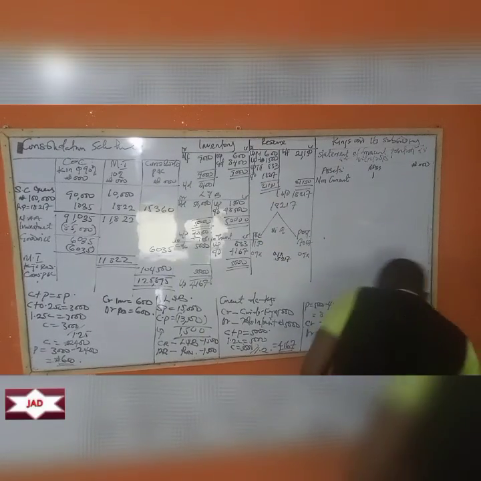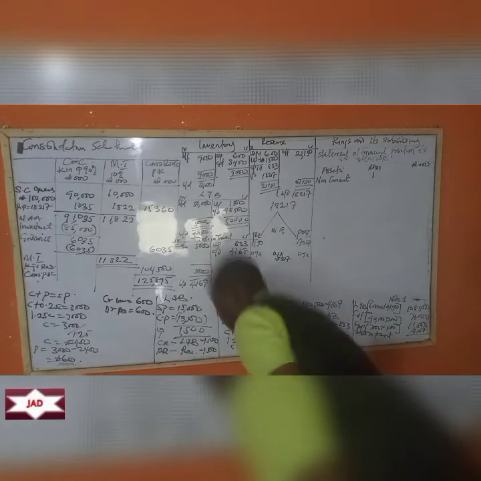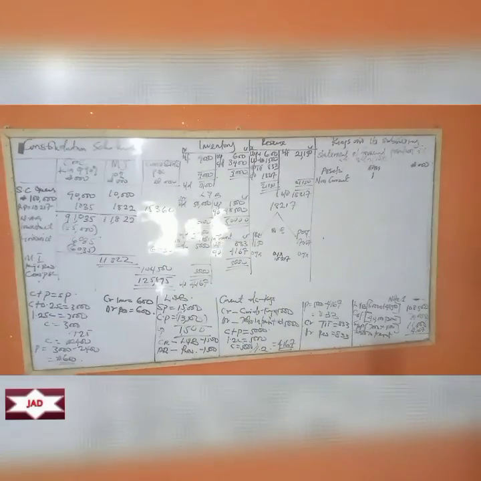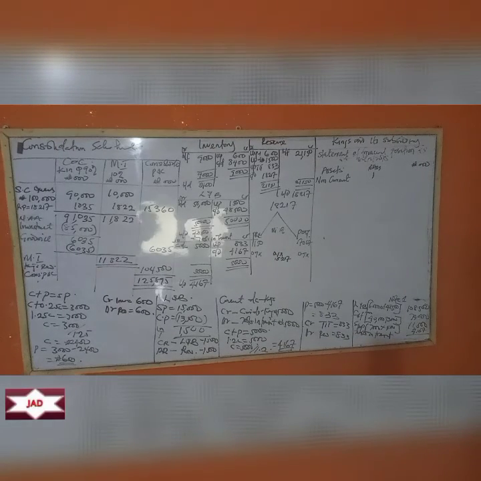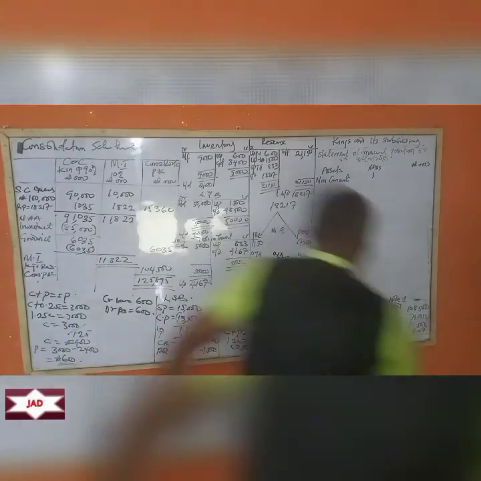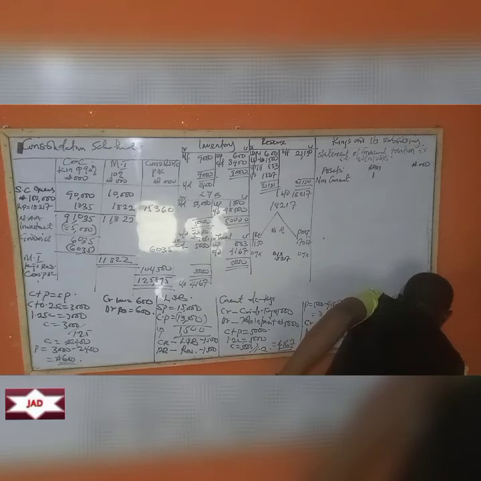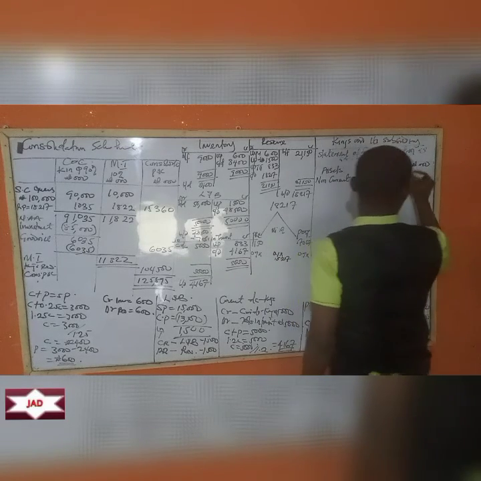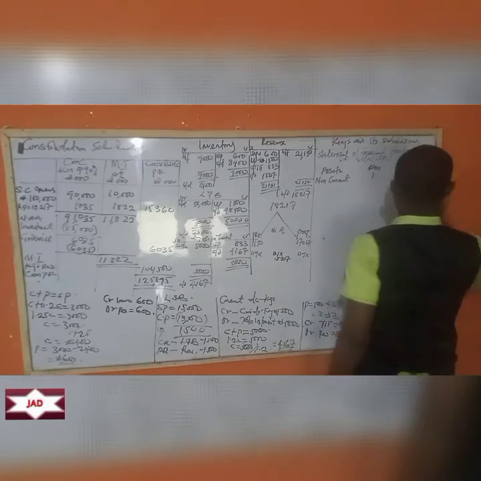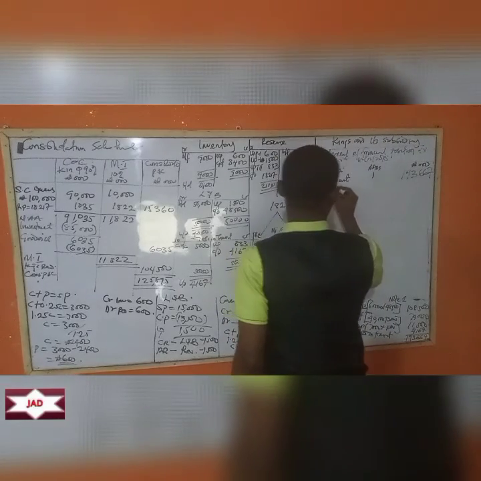So what's the total? We have 108,500 plus 70,000 plus 11,000 plus 4167. That gives 193667. So we have current.